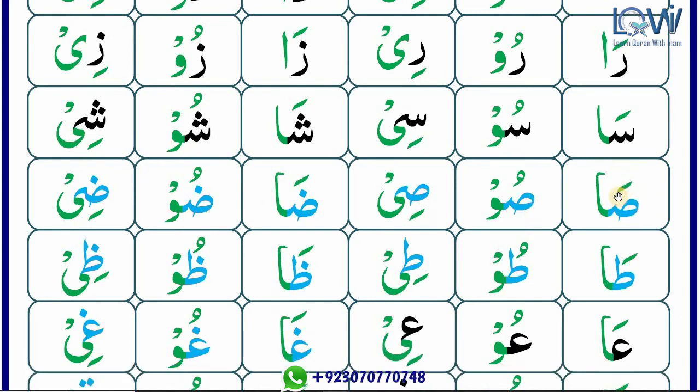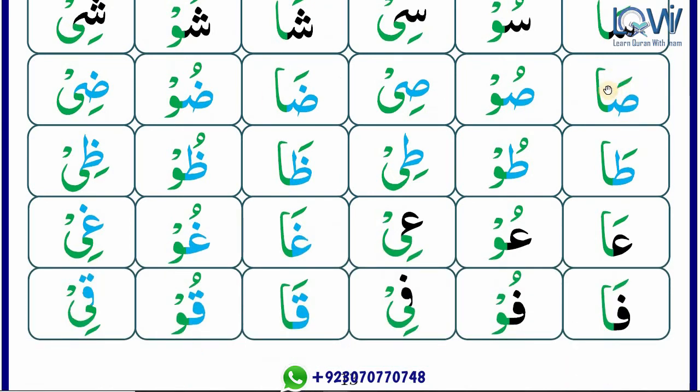Next letter is sod. Sod is a superior letter, and we will have to pronounce this letter with whistle sound as well as with thicker voice. Okay, sod alif zabar sa. Sod wow pesh su. Sod ya zer si. Sa su si. Next letter is dod, and we will have to read with thicker voice.